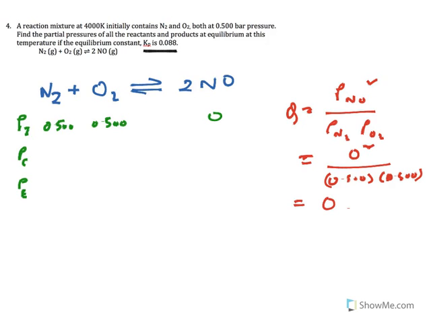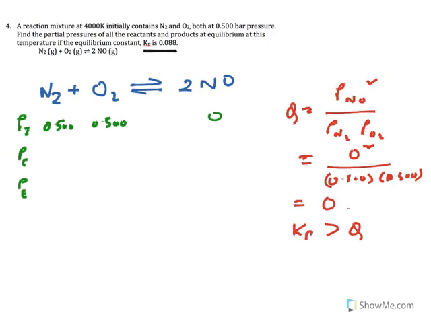Now if we compare this to our Kp, we will see that Kp is greater than Q because Kp has a value of 0.88 and Q is equal to 0. Since Kp is greater than Q, we can say that the reaction moves to the right.